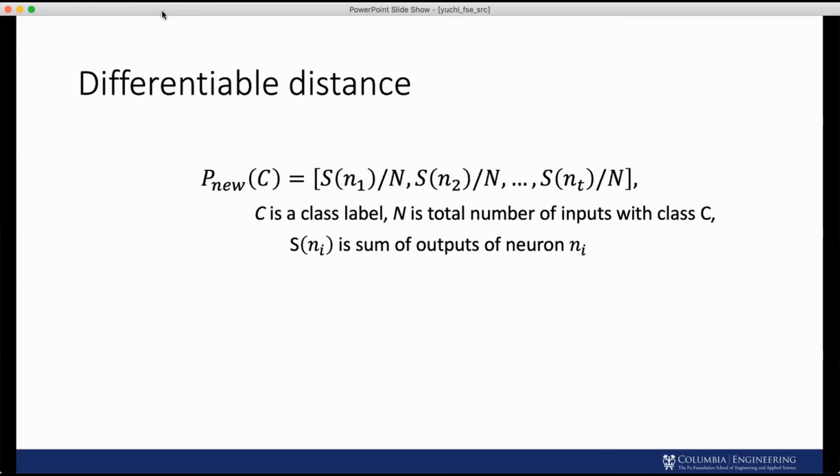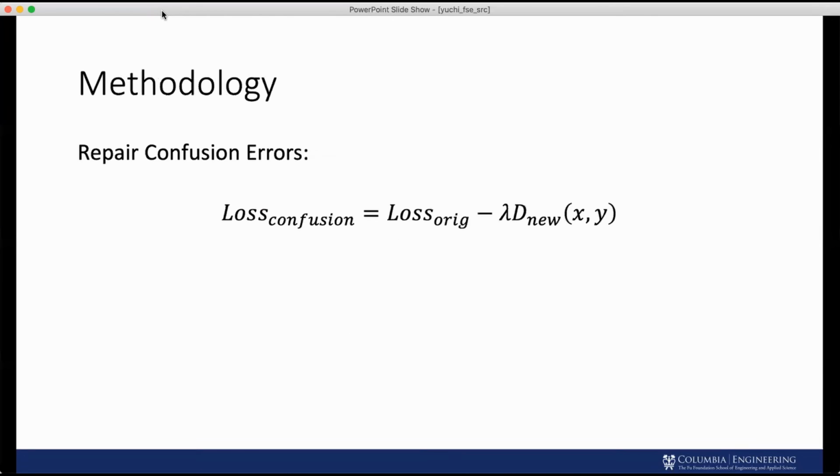To repair these errors, we propose a feature space where each class will be represented by a vector. The vector consists of the mean output of each neuron. We also propose a differentiable L2 distance between any two classes to indicate how confusing it is for a specific DNN model. We propose this loss function to increase the distance between two classes during retraining to reduce the confusion error.